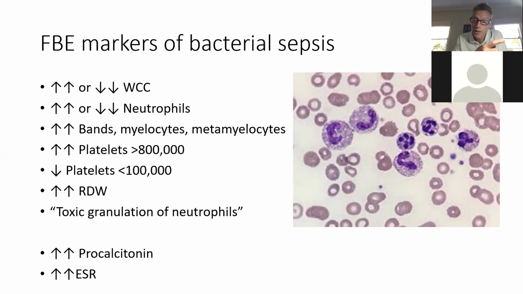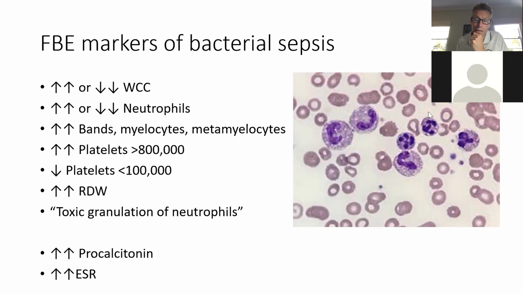So if you've got extreme thrombocytosis, as in a very high platelet count, so more than 800,000, then that's a high risk of a bacterial infection. Similarly, if you've got a very low platelet count, that's a risk of a bacterial infection. There's something else on the full blood count called the red cell distribution width, the RDW, and that is often high when you've got a severe bacterial infection. And so I always look at that as well.